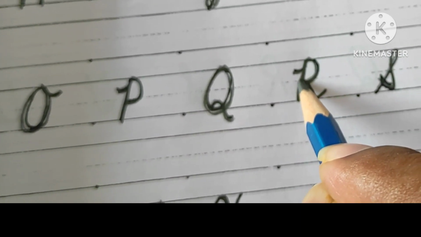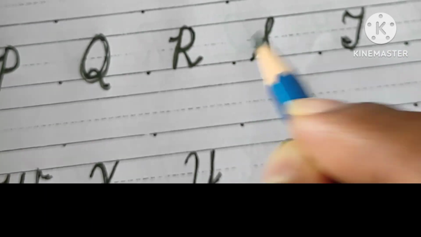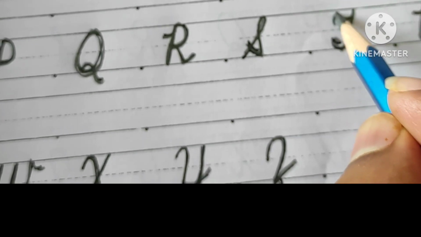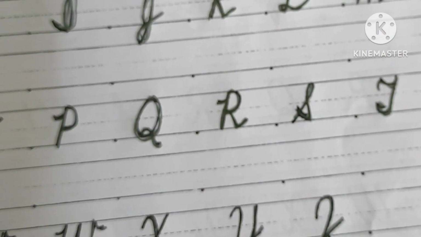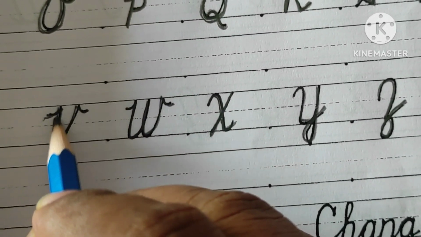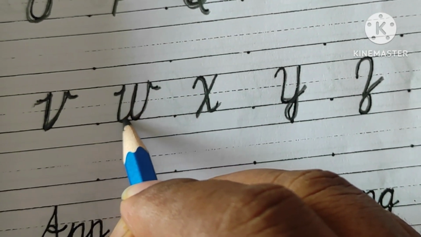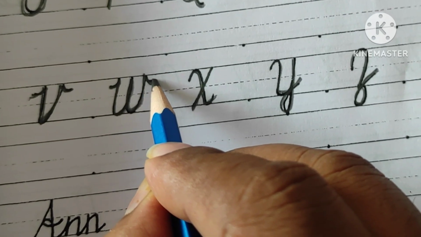R. R for rat. S. S for sun. T. T for tortoise. U. U for umbrella. V. V for van. W. W for watch.